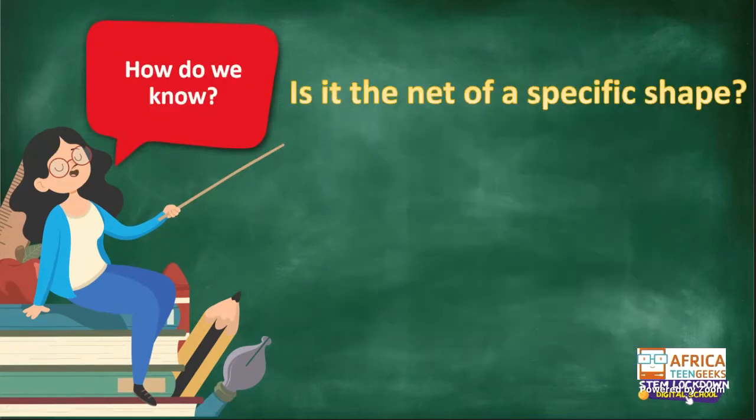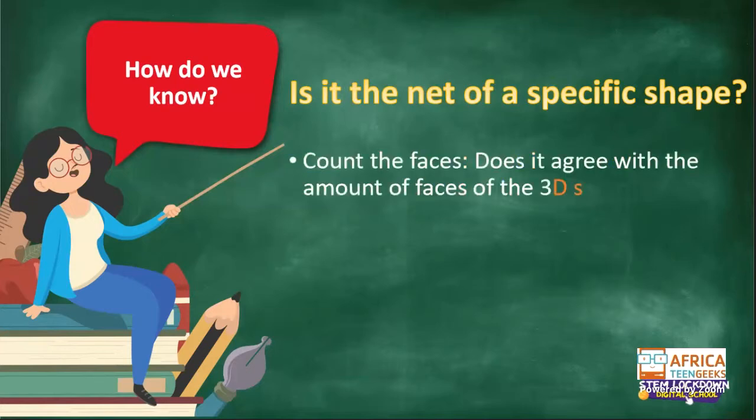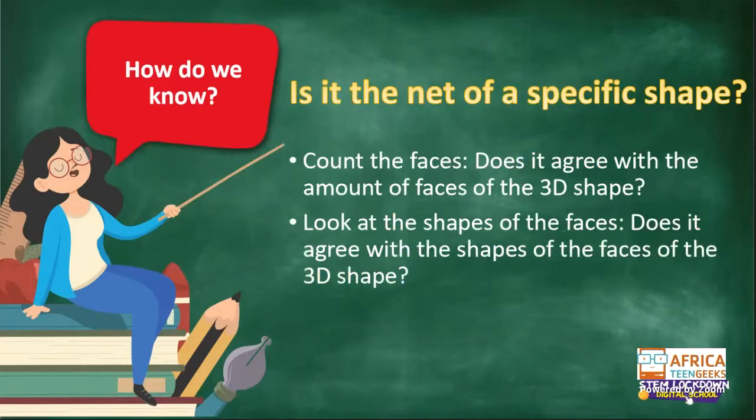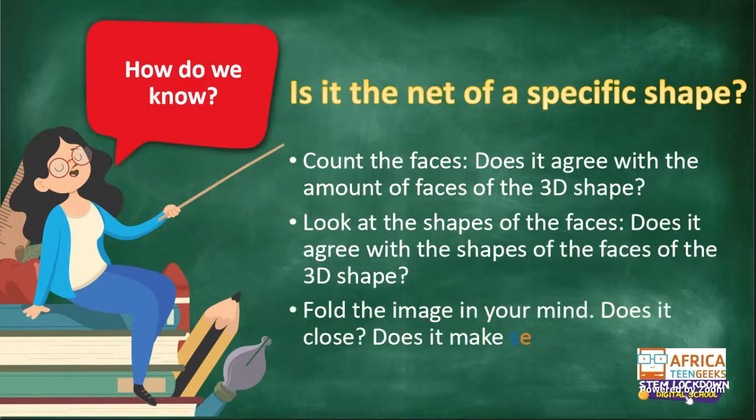All right, so how do we know, when we see a net, if it's the net of a specific shape? We can count the faces. If I know a cube has 6 faces, and I see it flat in front of me and I count 6 faces, then I know, okay, this could be, not necessarily, but this could be the net of that shape. And then I can look at the shapes of the faces. If I know a cube has 6 squares, but I see a rectangle or triangle, then I know this net does not belong to that shape. So you can fold the image in your mind and ask yourself, can it close and does it make sense? We will quickly try it.